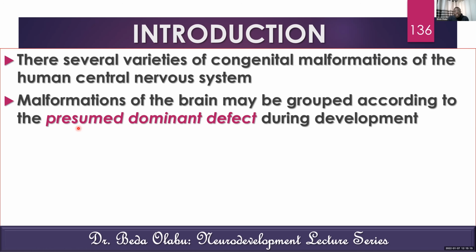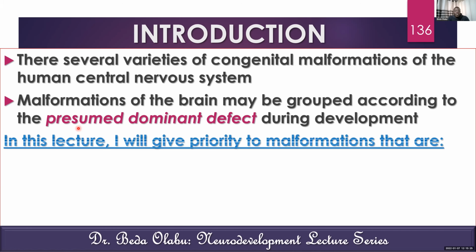And I think I'll be grouping them based on that, and especially based on how they occurred according to the 4 phases that we talked about. Now that I've told you that there are several malformations of the central nervous system, which malformations am I going to talk about in this particular lecture?